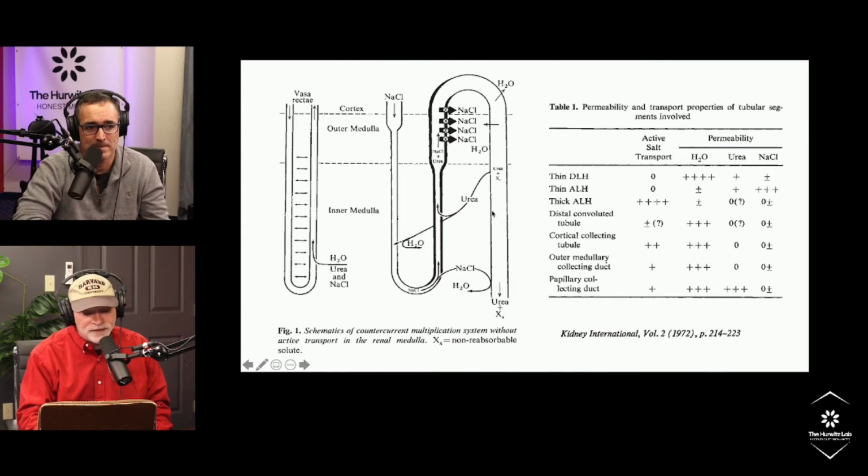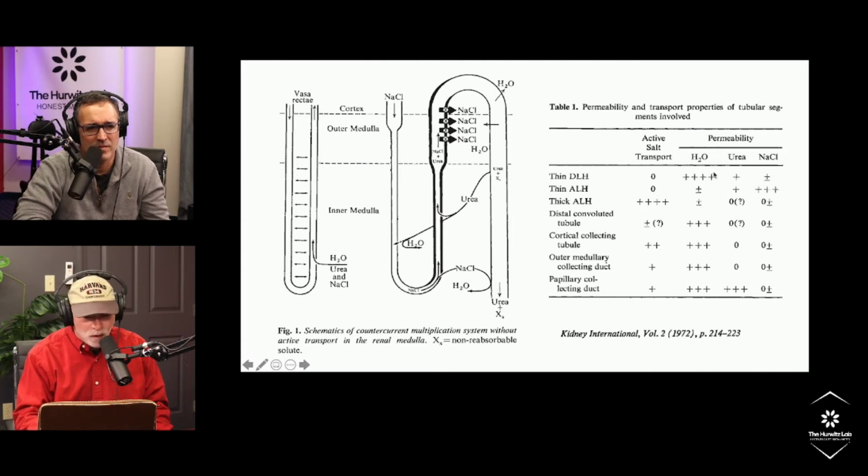And so you like this and I like this because, again, it's showing you that the tubule doesn't exist in isolation. There's a vasa recta. Right. And here's the table of the permeabilities of the different segments. One of the things I want to point out here is that there's active salt transport. It's 4 pluses in the thick ascending limb. How much is in the thin ascending limb? None. Right. Okay.